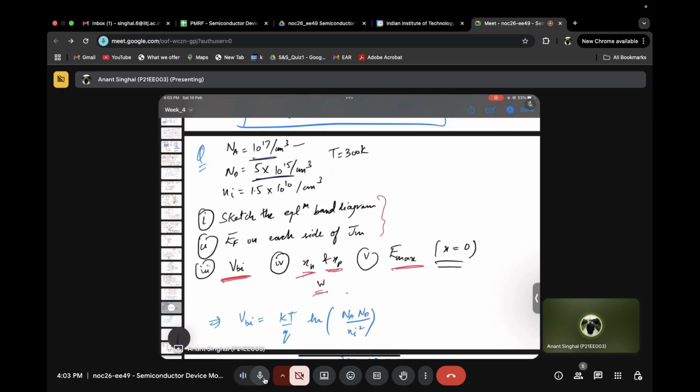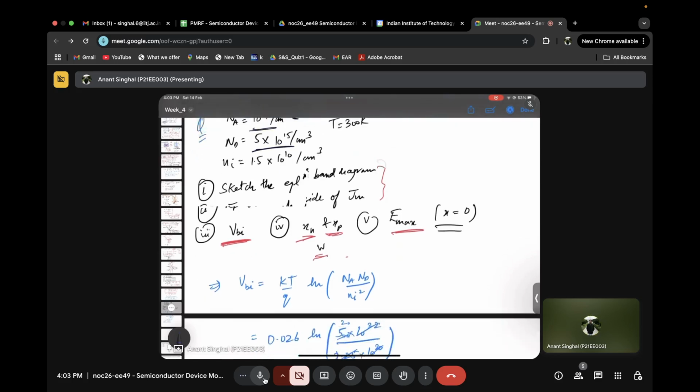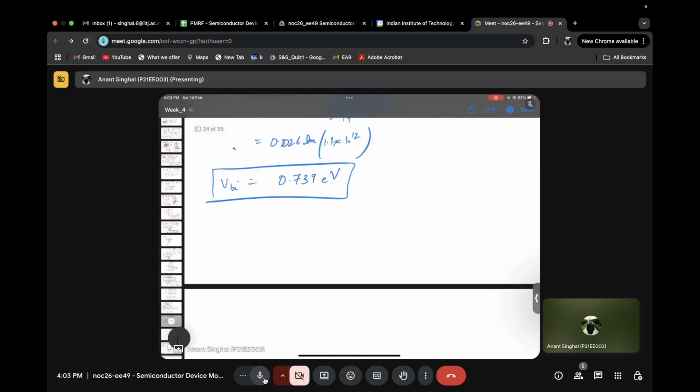So P has a higher doping, that means the depletion width will be lesser on that side, right? So yes, XN would be greater. Is this clear to everyone? So let's try to find XN.